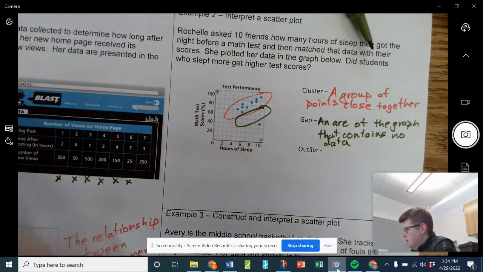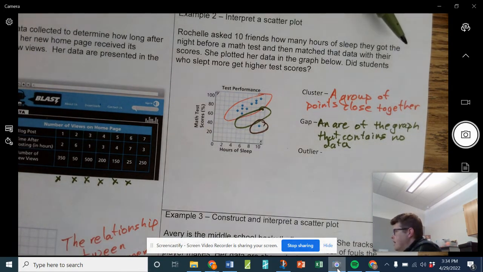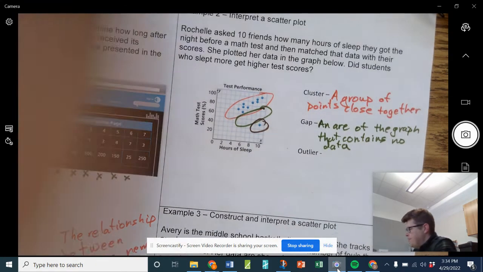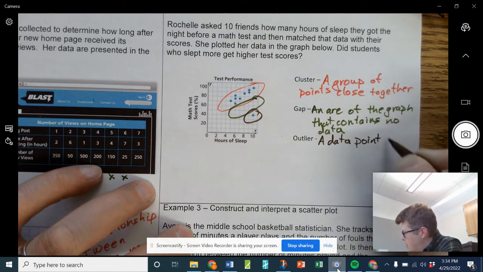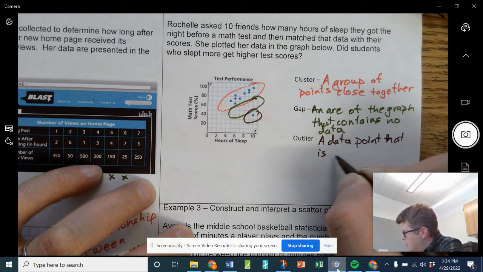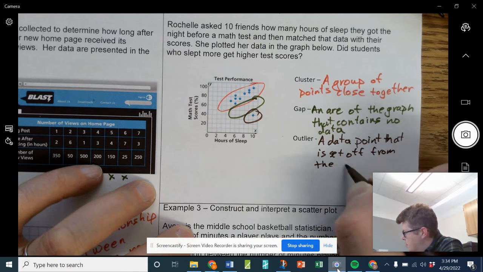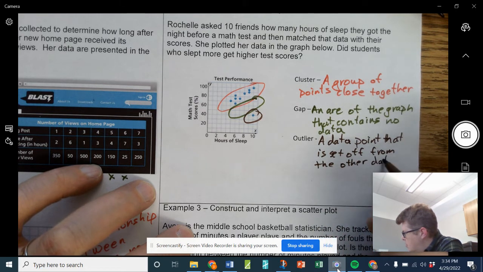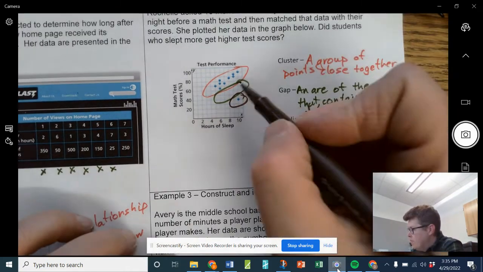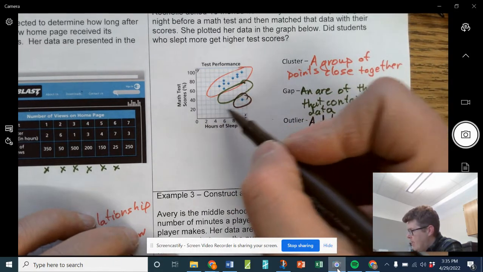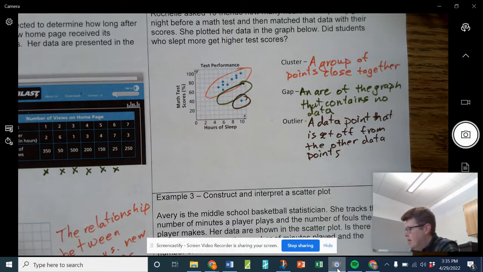And the last one here, outlier. Okay, an outlier is a data point that is set off from the other data points. So clusters, when you group points together, gaps are areas that have no data, and then an outlier is kind of one that doesn't really make sense, right? It's off from the main set of data.